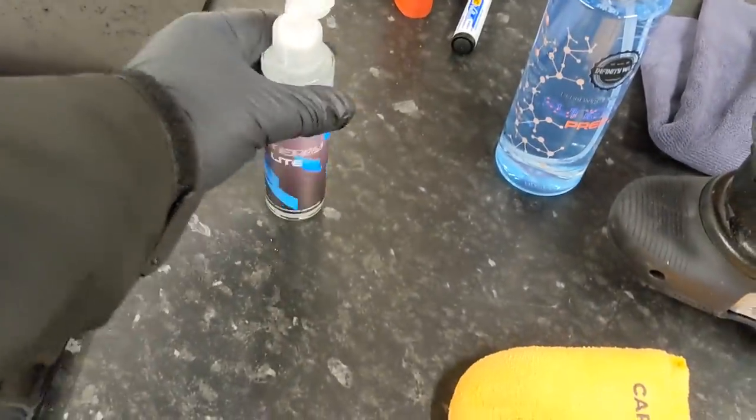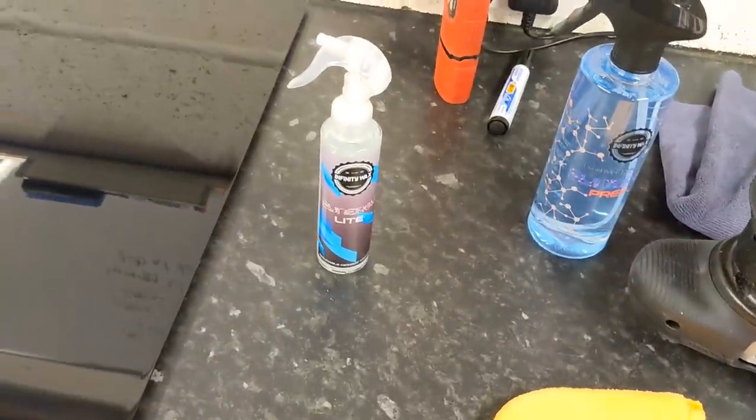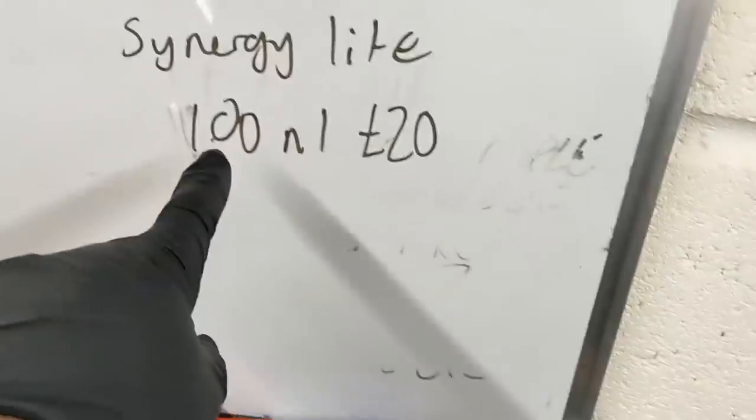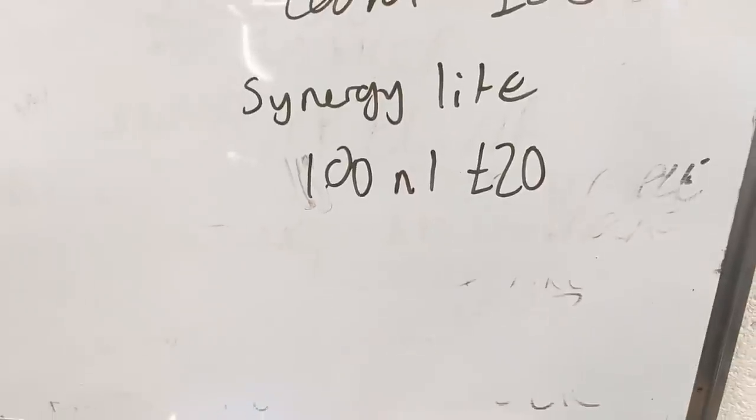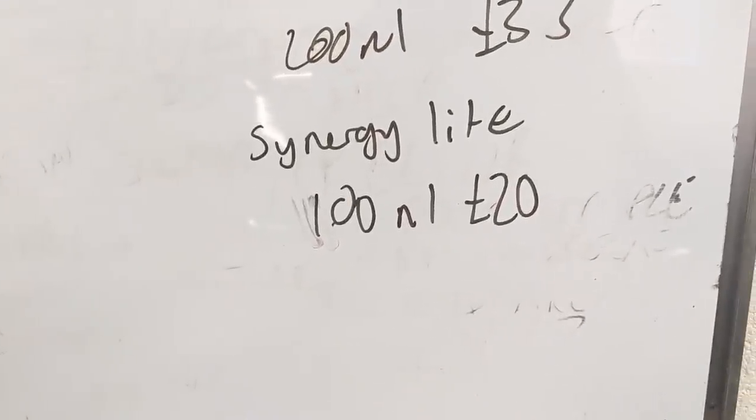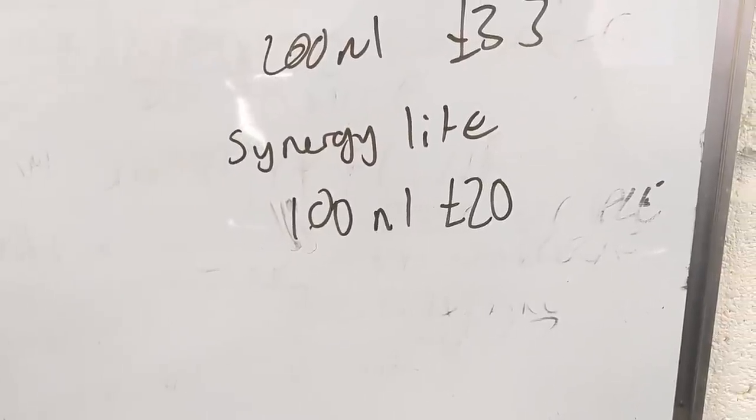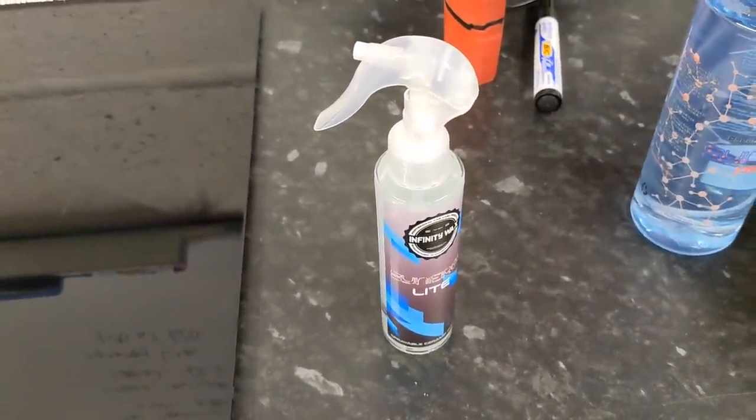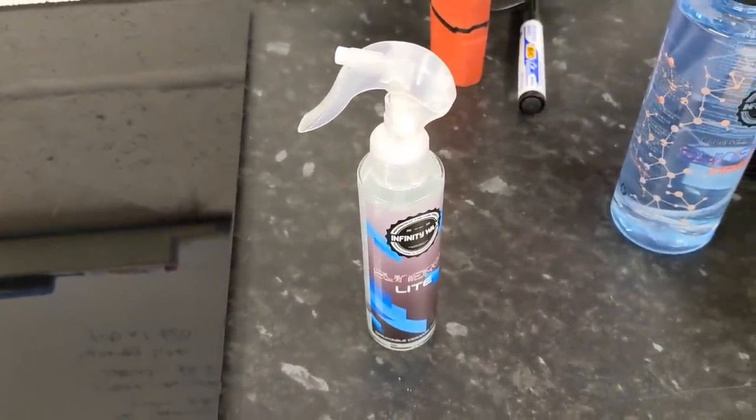What do you get for your money? Well, first of all, this bottle cost £19.99. So 20 quid. And you get 100 mil of Synergy Lite, which they say will do about 5 cars, which in my head looks like pretty reasonable value. The product claims to last a year. I think it's layerable, so you can put more on later on.